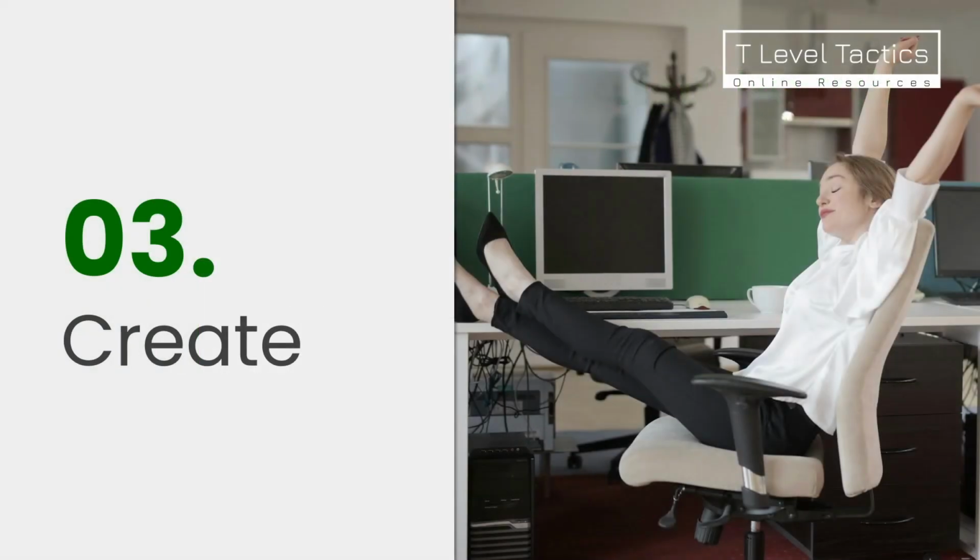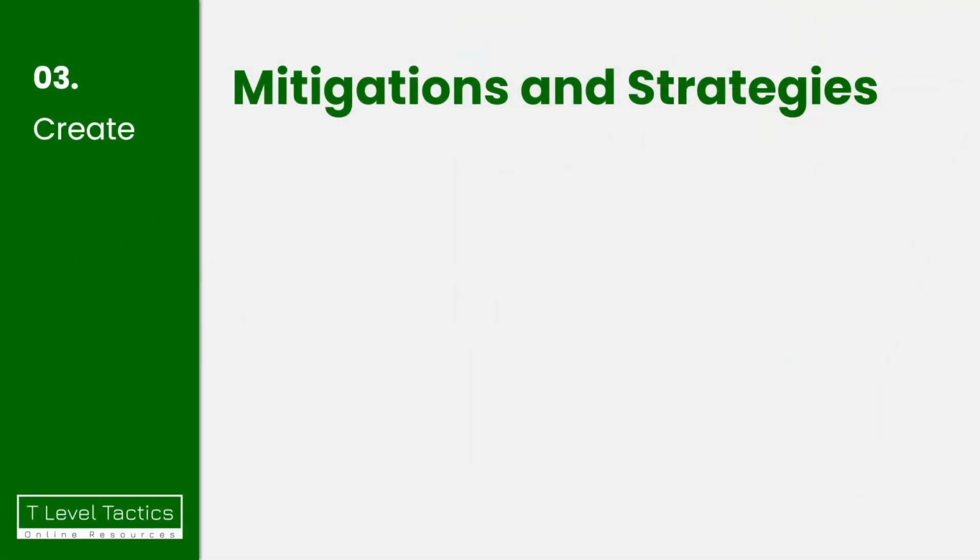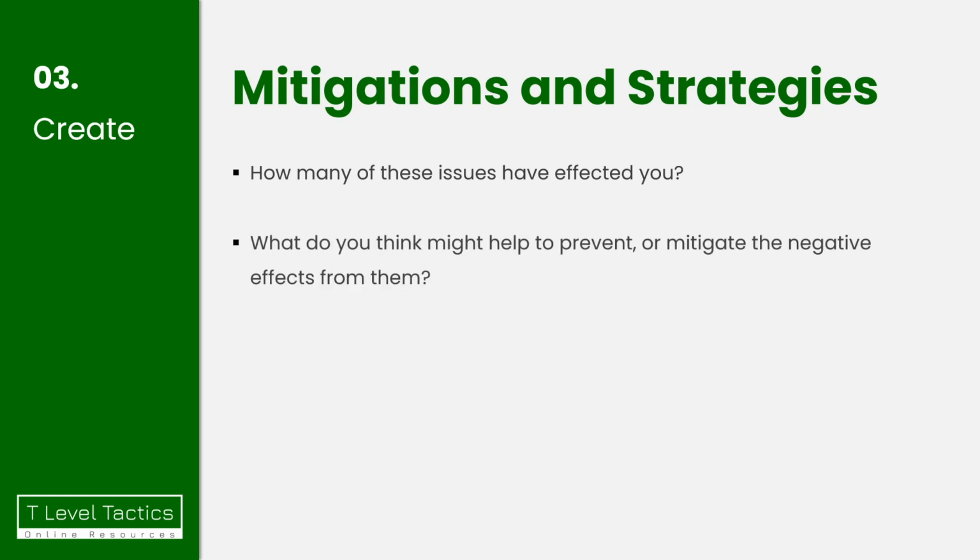So what can we do about all of these potential impacts? First of all, how many of these issues do you think have affected you, no matter how mild or severe? And what do you think might help to prevent or mitigate the negative effects from them?